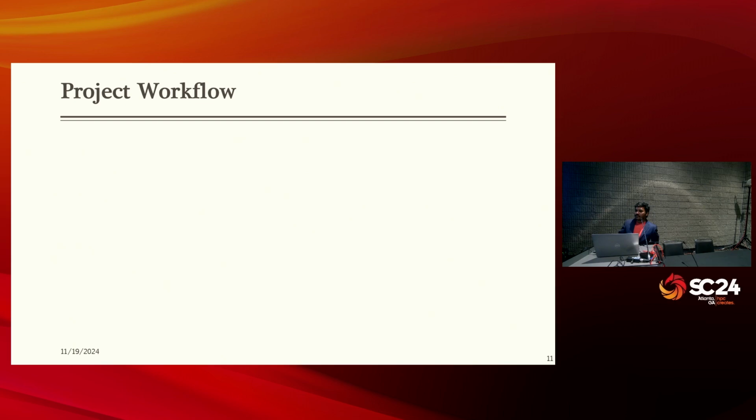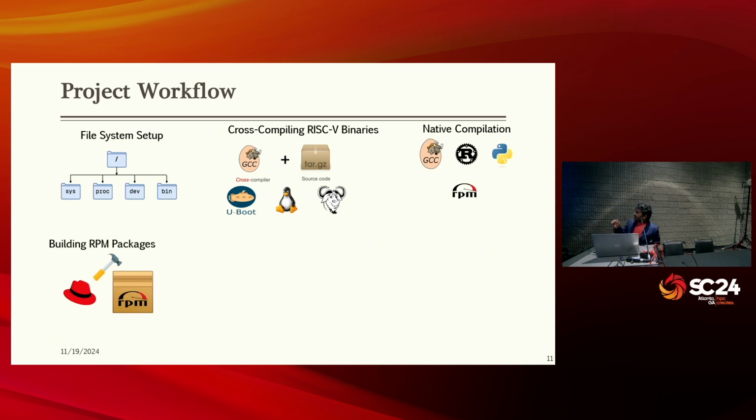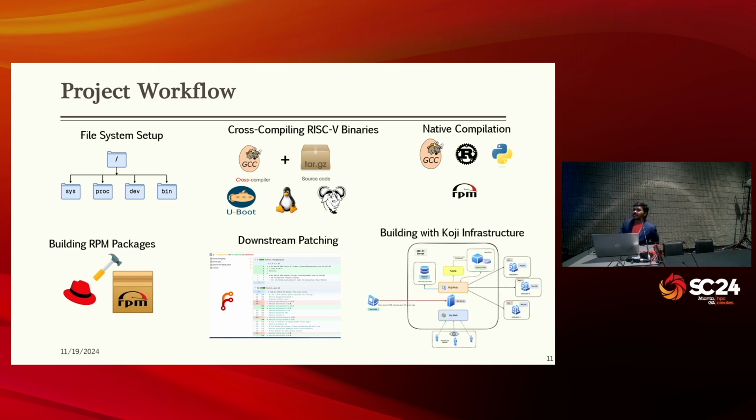And here is my project overview. First, we are setting up the file system hierarchy, then generating a RISC-V cross compiler, and with the help of the RISC-V cross compiler, we are cross compiling the basic packages which are required for the target image, and then integrating a native toolchain in my image, and building a minimal set of RPM packages in the target image. And also, we are applying downstream patches for the Linux kernel to support the RV64G variant specifically. And finally, we are setting up the Koji infrastructure for mass rebuilding of the packages for the required variant, like RV64G.